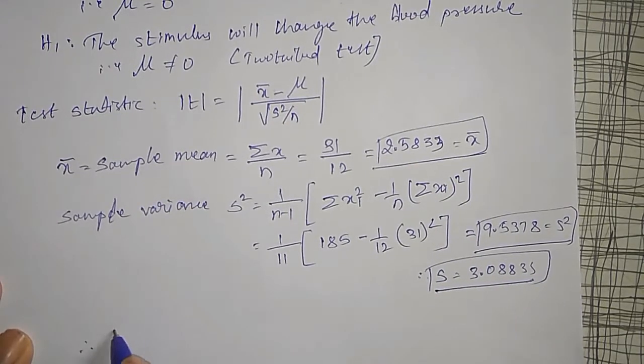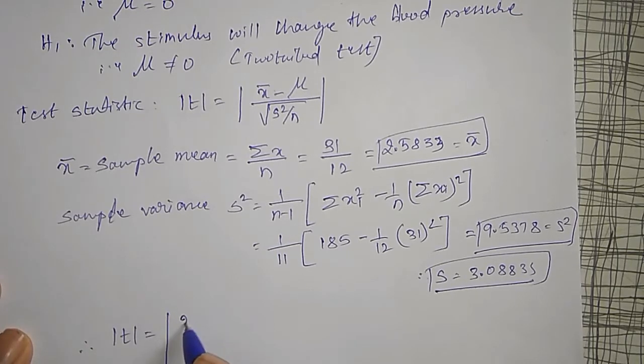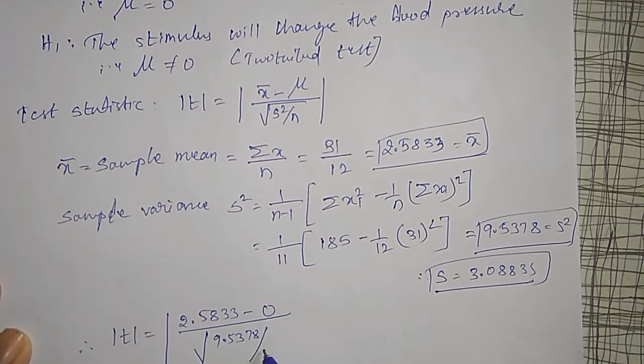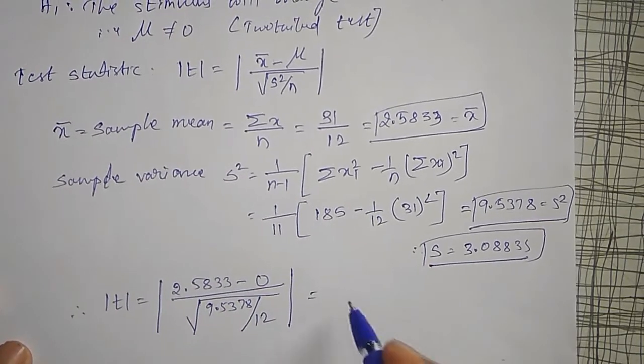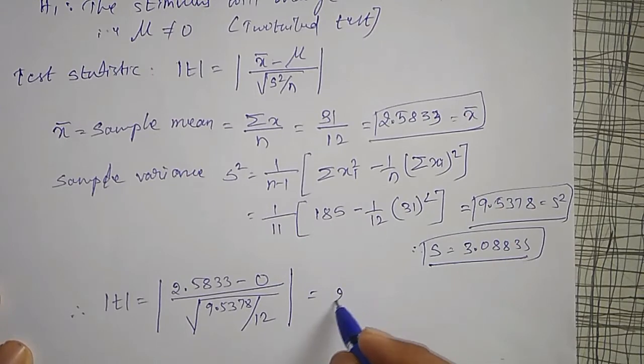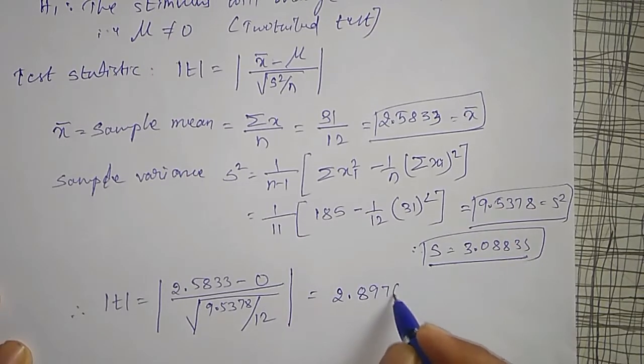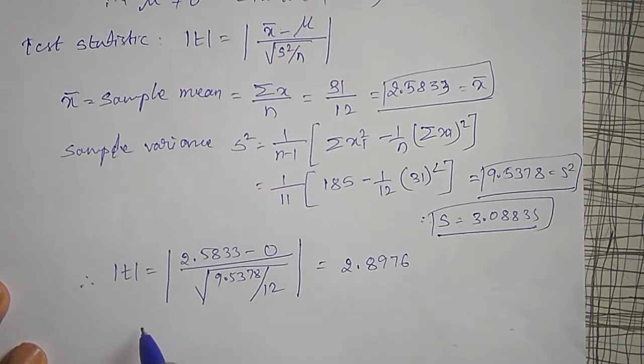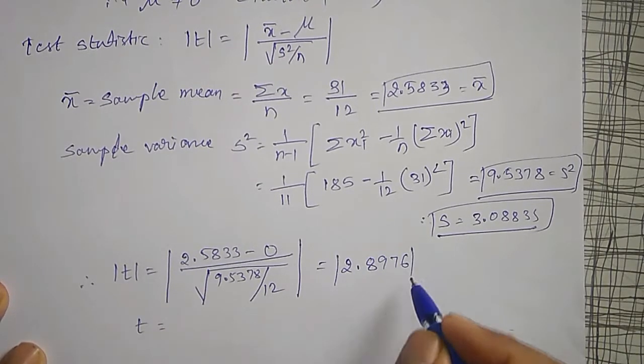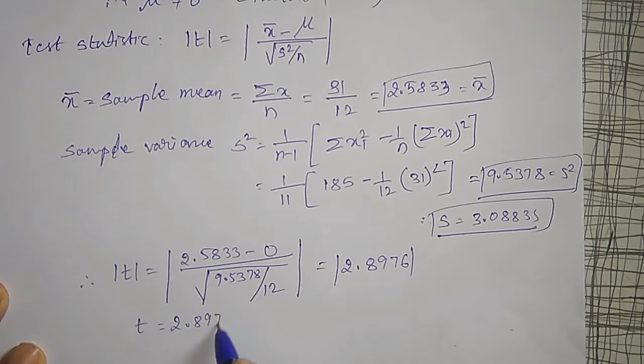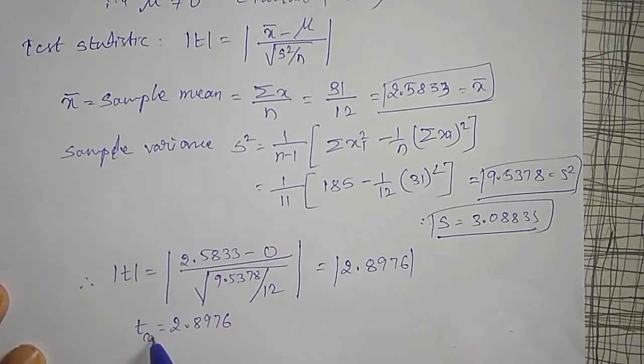Therefore, modulus of t is equal to modulus of x bar, 2.5833 minus 0, divided by square root of s square, 9.5378 divided by 12, and use the calculator to simplify this. I am going to get 2.8976. Okay, therefore t is equal to modulus of this, 2.8976. This is the calculated value.